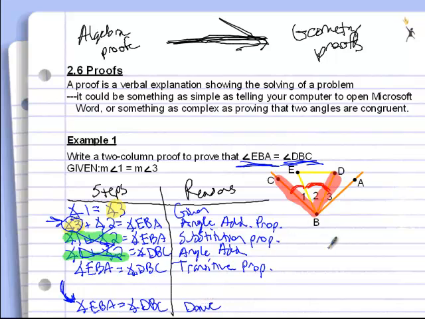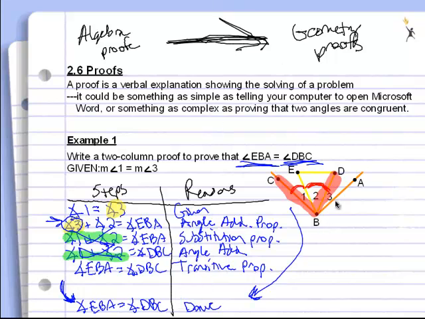Now again, you might be saying, Mr. Gentry, if I was doing this by myself, I would have no idea how to go from angle 1 and angle 3 being the same all the way down to that. You're right. Most kids have a hard time with geometry proofs because they don't know what steps to start taking. They don't have a clear direction in their mind.